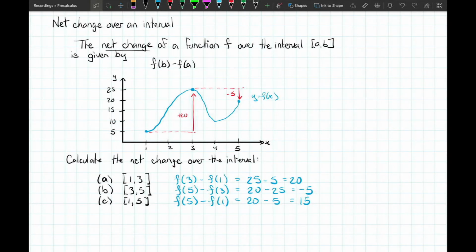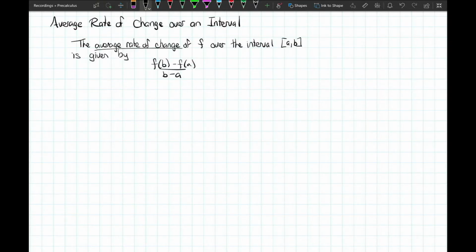Okay, now that we've talked about net change over an interval, now we can start to take a look at the average rate of change over that interval. And what we have is the net change, f(b) minus f(a). That's the difference essentially in the position of the function, the value of the function, or the y-coordinate of the function. And we divide that by the width of the interval, which is just b minus a, since we're traveling left to right in that interval from a to b. So it's just final minus the initial position divided by the difference from a to b horizontally.